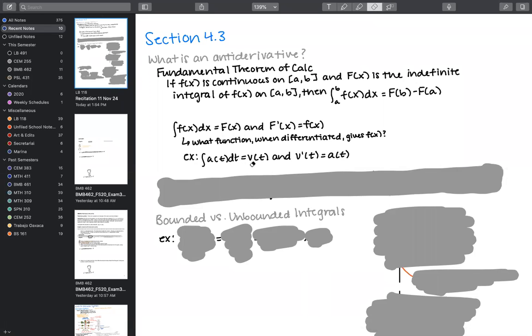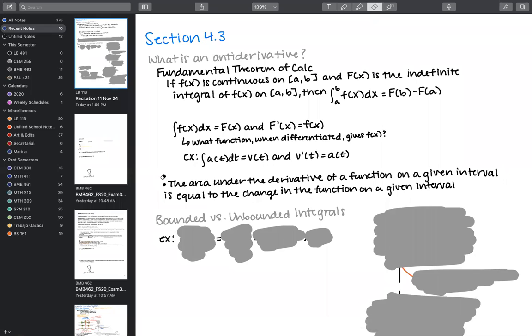So moving into this next bit that I've got here for you, the area underneath the derivative of a function on a given interval is equal to the change in the function on a given interval. So all of these things are all just different ways of saying the same thing, with the exception of the fact that I've put, and I've got some examples that don't have bounded integrals. But if we ignore that for the time being, all three of these things are saying the same thing. They're all different ways of interpreting the fundamental theorem of calculus.